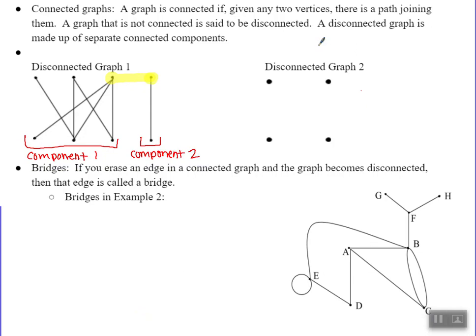Now, in this second example of a disconnected graph, there are no edges. So there is no way to create a path between any two vertices. So this one technically has 4 components. Component 1, component 2, component 3, and component 4.